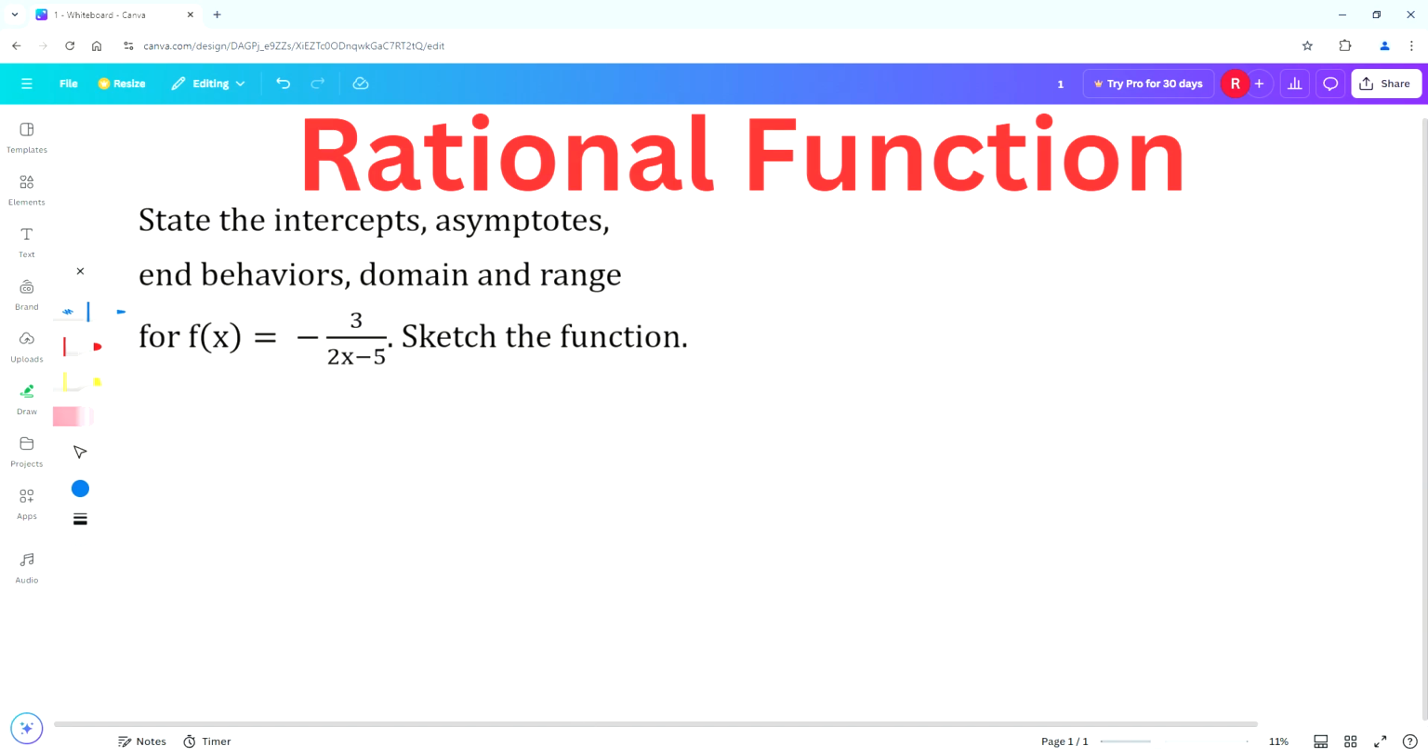Let's start by finding the intercepts. For x-intercept, we sub in the function value as 0 in the given equation and solve for x. We can cross multiply the denominator. 0 times 2x minus 5 is equal to 0. There is no x term in this equation. That means this function has no x-intercept.